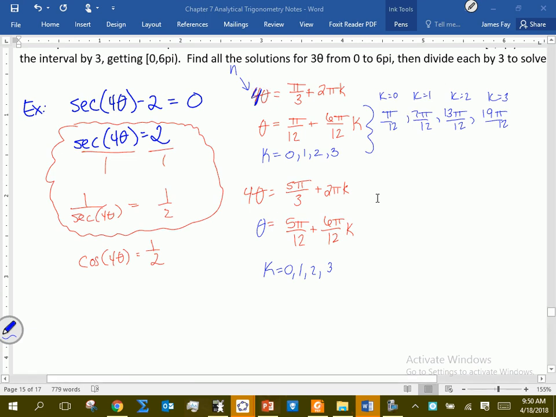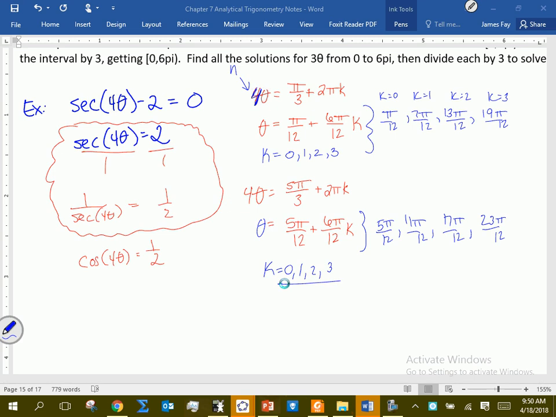But you need to know how many Ks you're going to use so you know when to stop that pattern. So down here, if I start with 5 pi over 12, I will add 6 pi over 12 to that, so 11 pi over 12. Add 6 pi over 12 to that, so 17 pi over 12. And then add 6 pi over 12 to that, 23 pi over 12. And now I stop because I knew that k was going to provide me 4 solutions.